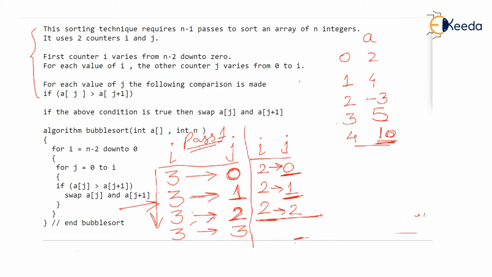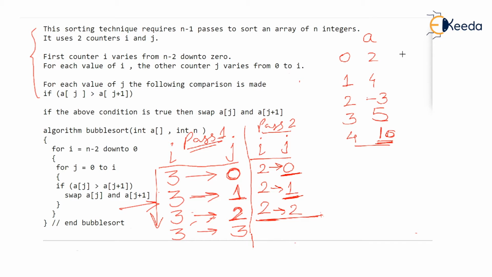Are you understanding? Something more interesting, you watch. One more pass is over, pass 2. But what is your comment on this second last element? At the end of pass 2, the second last element is the second largest in the array. That means after two passes, the last two elements are surely the largest elements. Correct? Now, let's see what happens in the next pass.